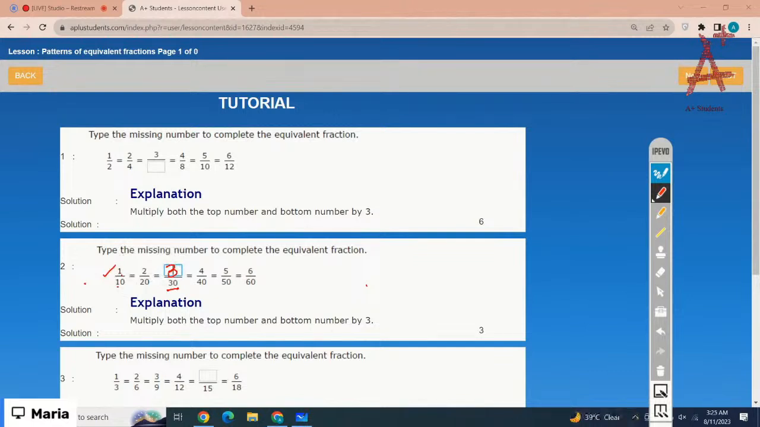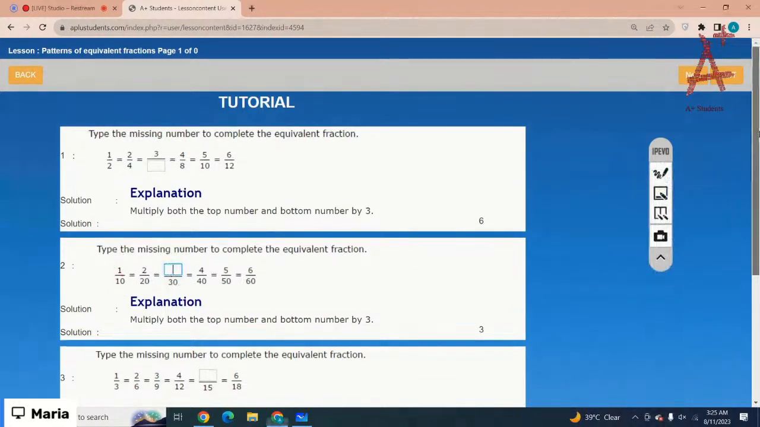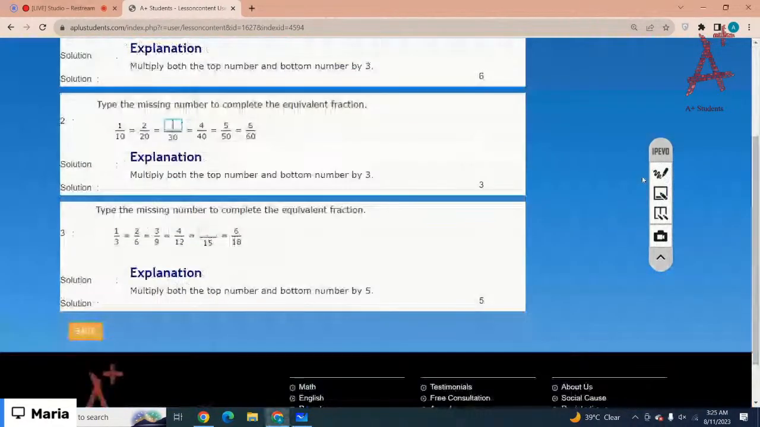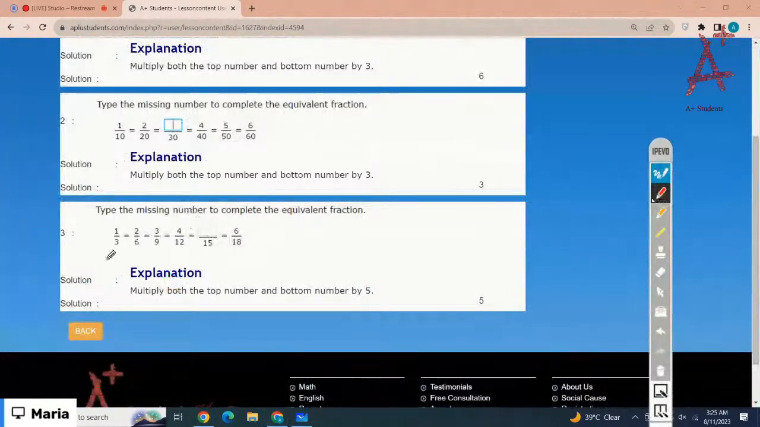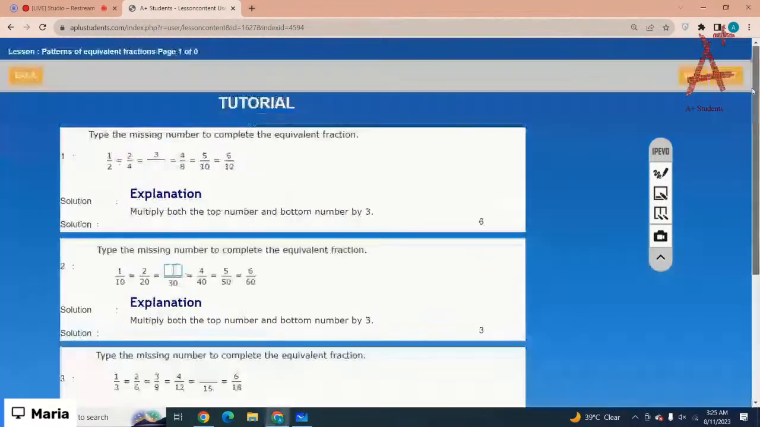The next one is type the missing number to complete the equivalent fraction. So you have 1 over 3, 2 over 6. You can see here you have 3 and here you have 15. So 3 times what number is 15? 3 times 5 is 15, right? That means you have to multiply both numerator and denominator by 5. So it would be 1 times 5 is 5. So the missing number is 5, right? Okay, let's just start with the practice question. You just have to look for the given numerator and denominator, right? Let me just start with the test.